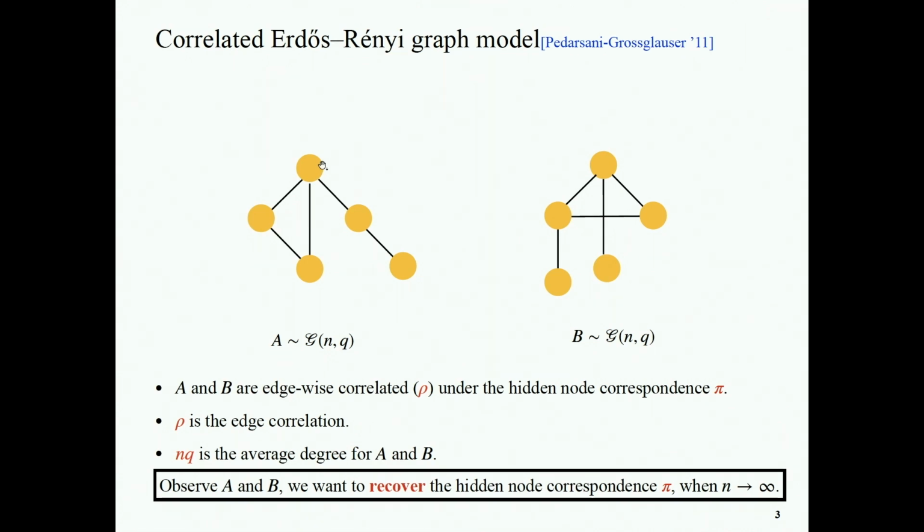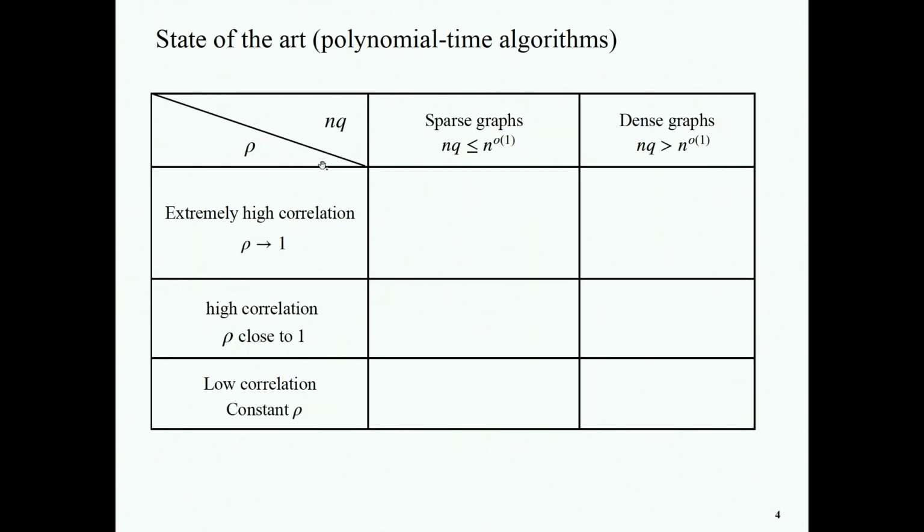Okay, now I'm going to show you the state of the art for this problem, and we focus on polynomial time algorithms. In this table, we look at two dimensions. One dimension corresponds to the correlation parameter rho, the other to n times q, so we divide it into different regions. The study of this graph matching problem can be traced back to the last century. Famous researchers like Babai, Erdos, and Babai studied this problem, but they focused on the region where the correlation is one. This is when the two networks are perfectly correlated, so they are isomorphic to each other.